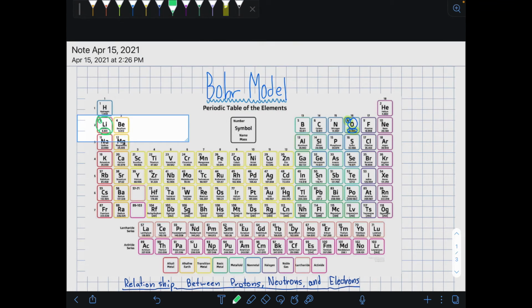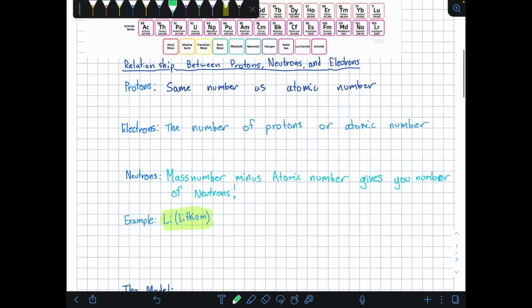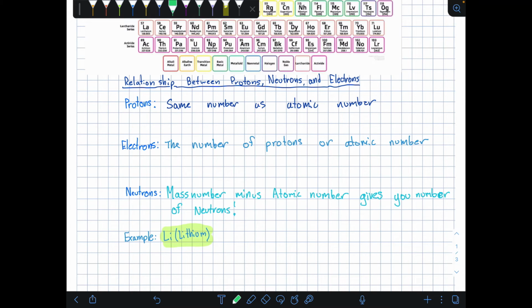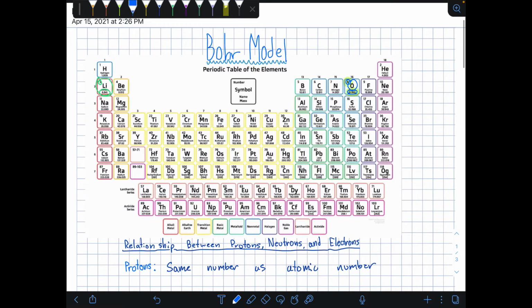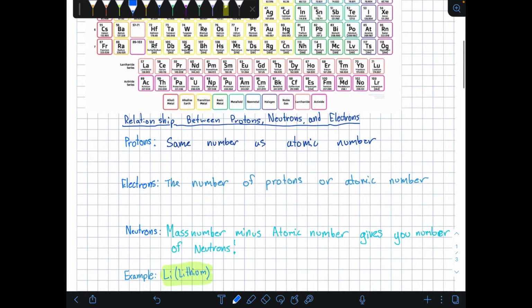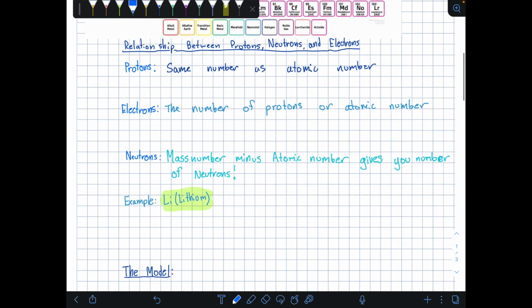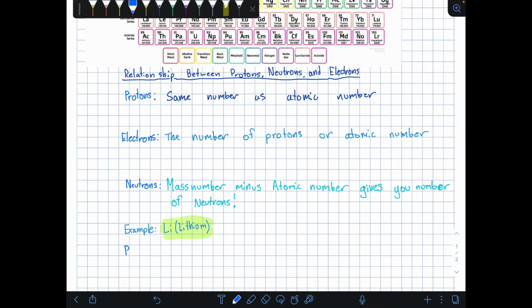But first, let's just find our number of protons. How many protons do we have? Well, if we have 3 as our atomic number, then that is your number of protons. So protons is just going to be 3. Then what about electrons?